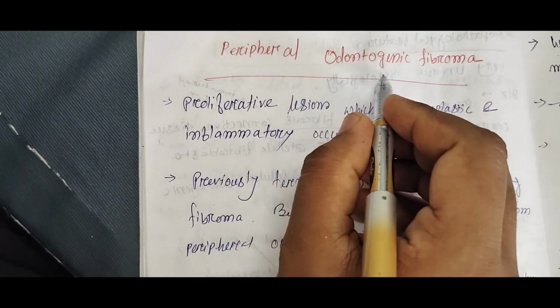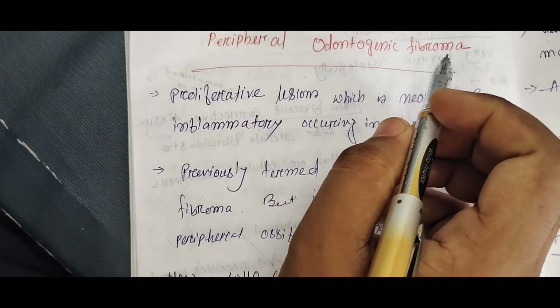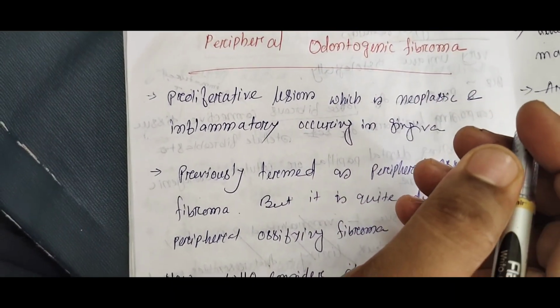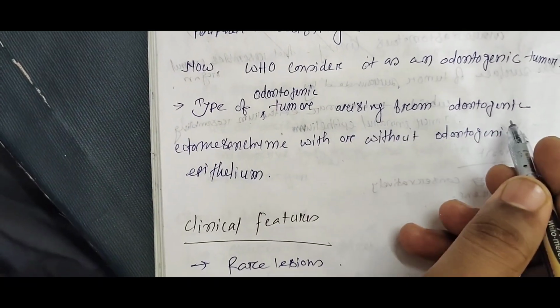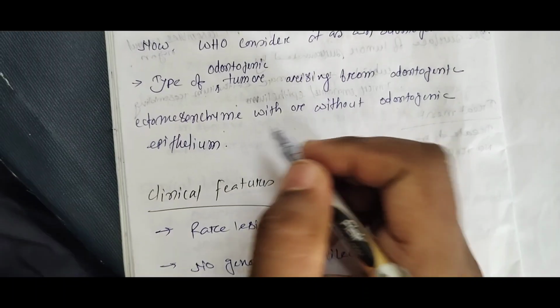Now coming to the new topic, peripheral odontogenic fibroma. What is peripheral odontogenic fibroma? We will discuss. At first, it is a type of odontogenic tumor arising from odontogenic ectomesenchyme with or without odontogenic epithelium.